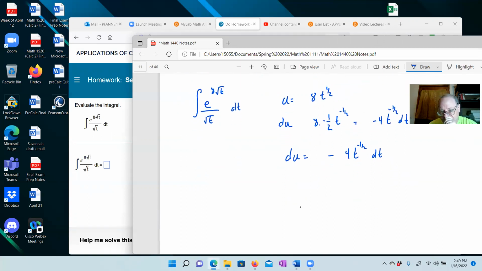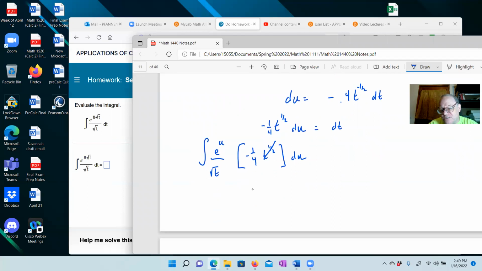And then we'll solve for dt. So we have t to the positive 1/2, because we're multiplying both sides by t to the 1/2. We have a negative 1/4 here. du is equal to dt. Now we're going to substitute everything here. We have integral e to the u. We have a square root of t here. And what is dt now? dt is negative 1/4 t to the 1/2 power du.